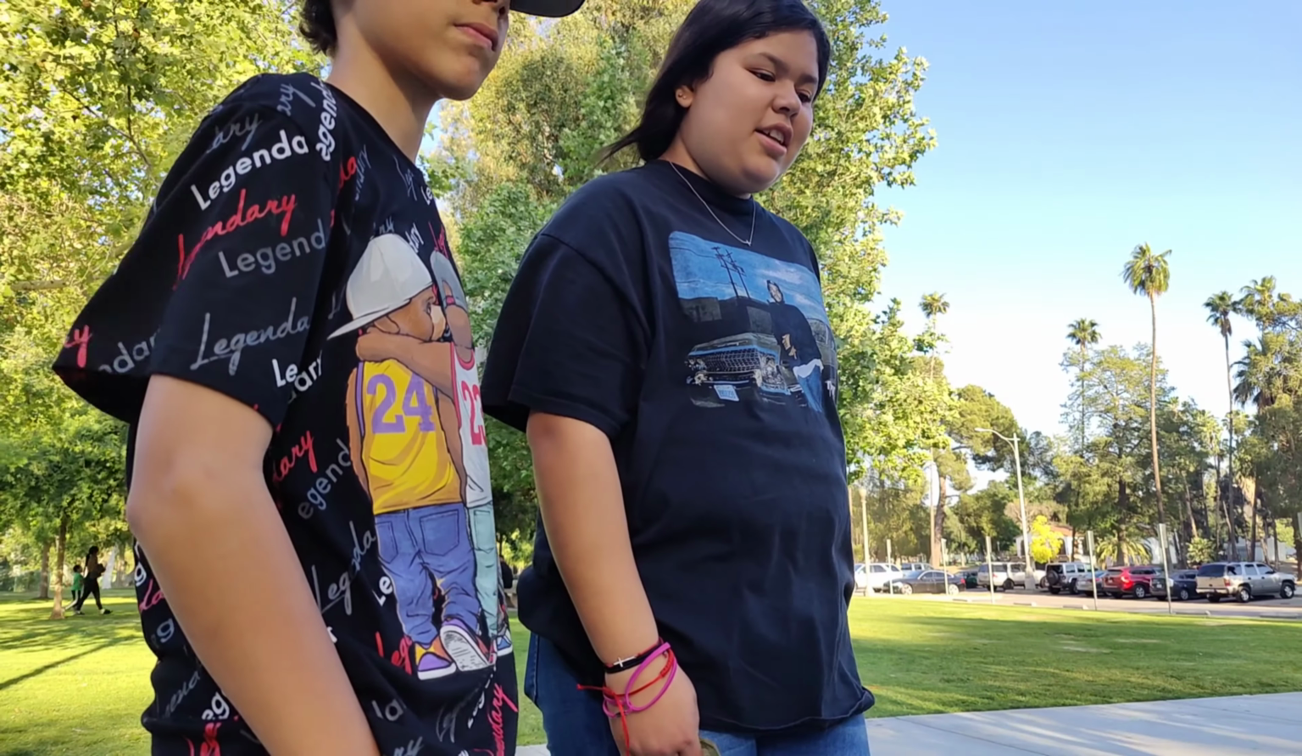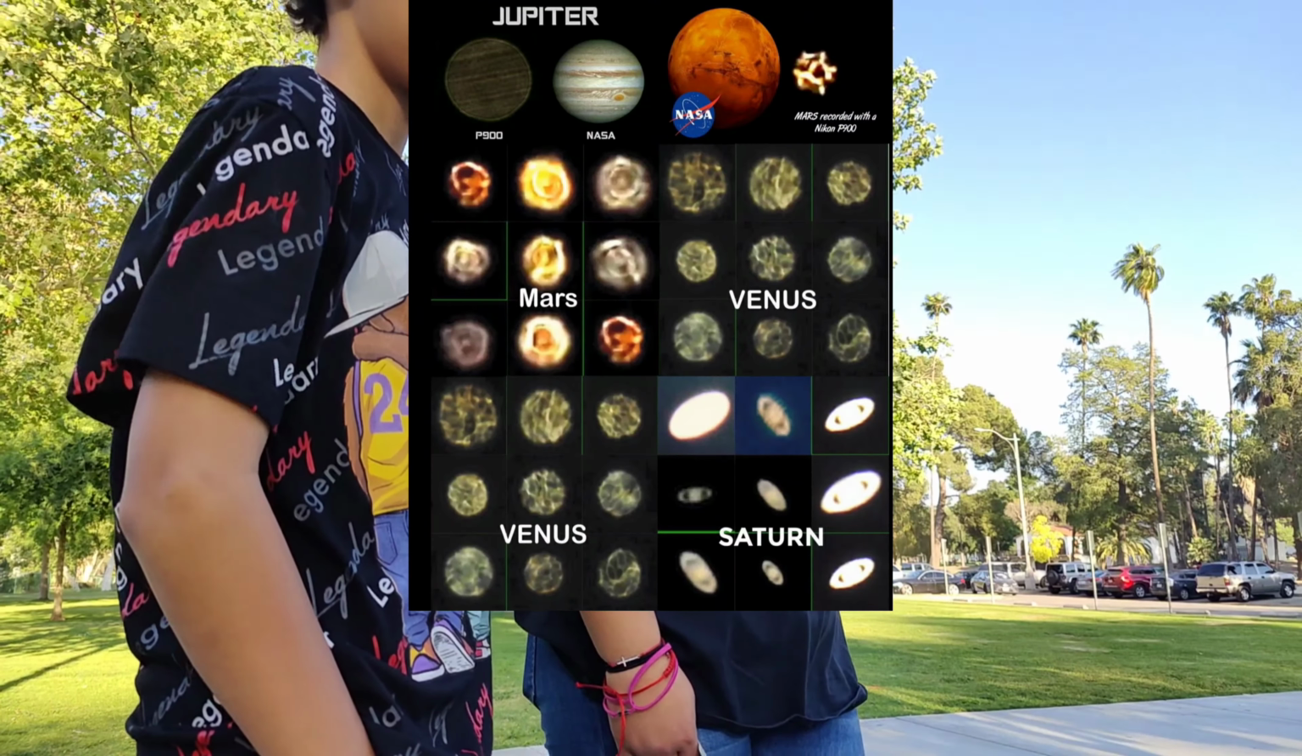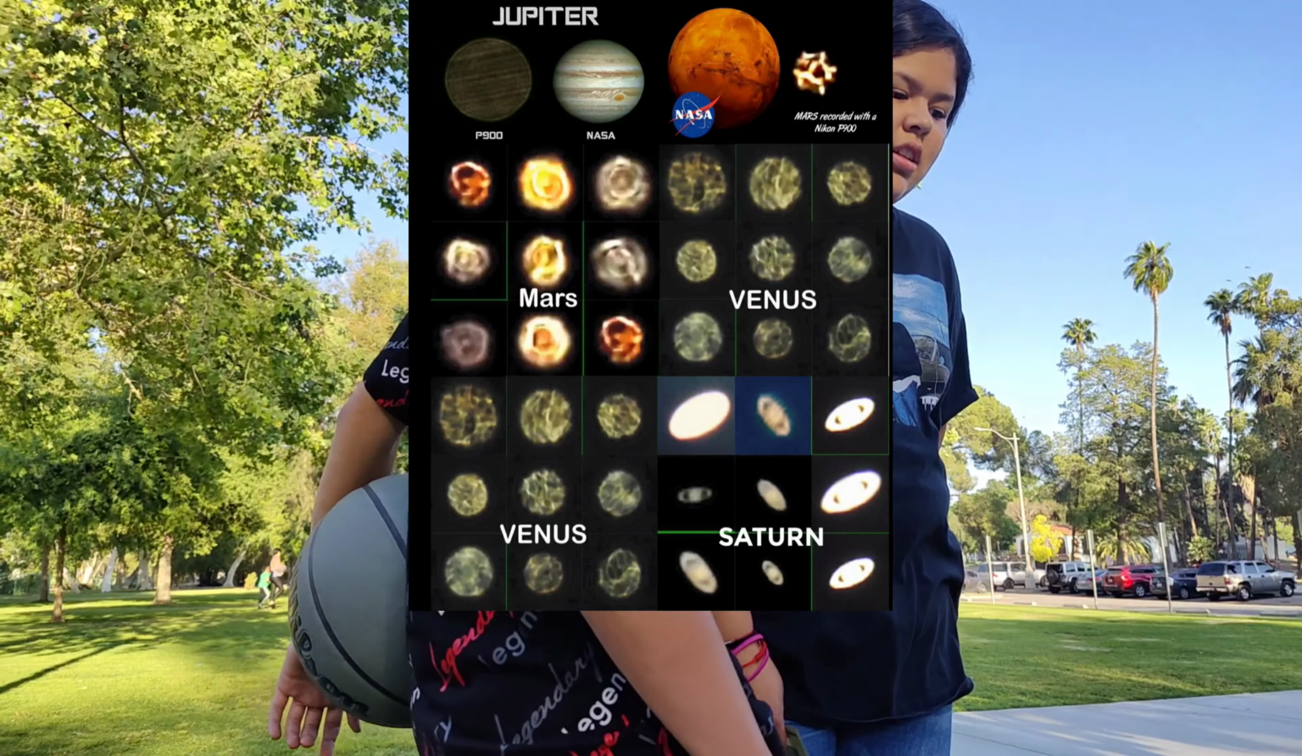So the stars are just on the ceiling. I would call it the ceiling, but I don't know exactly what that is. But it's basically like a map that we could use to navigate. And then these are the planets. Like this is Jupiter and NASA, this is what they show us. This is what NASA shows us.